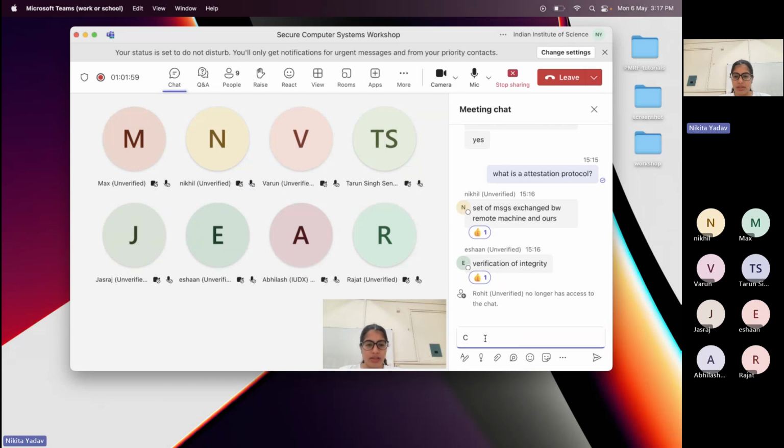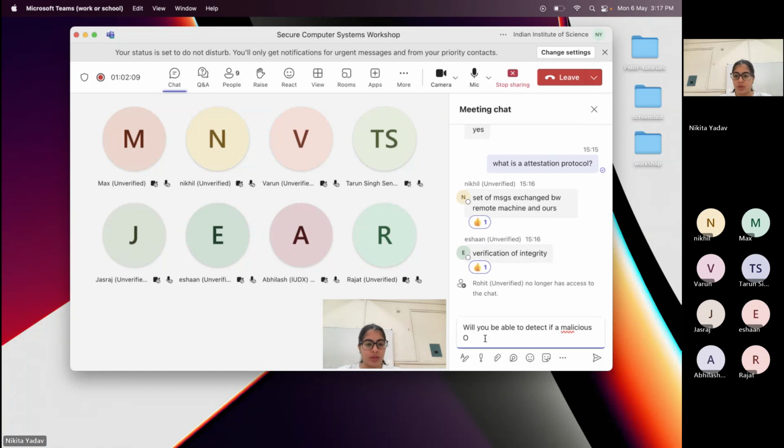So the question is, will you be able to detect if a malicious OS is started with secure boot attestation?